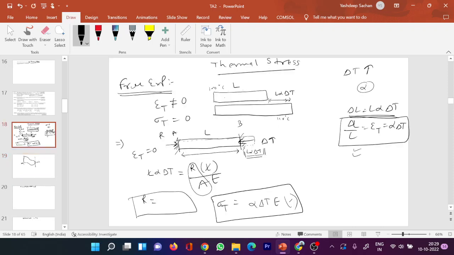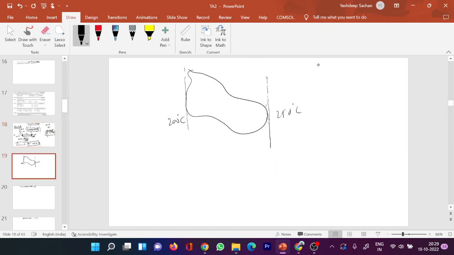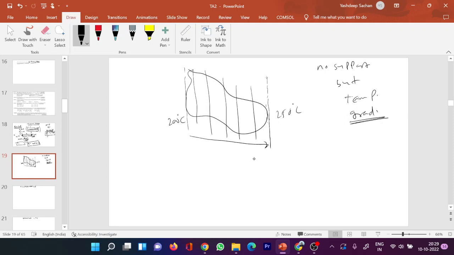So here the body is free, no supports, but a temperature gradient is there. This temperature gradient means here 200, here 201, 220, 225, like that it will reach 250. So the change in length will keep on increasing with each cross section. Some temperature distribution would be there, right?